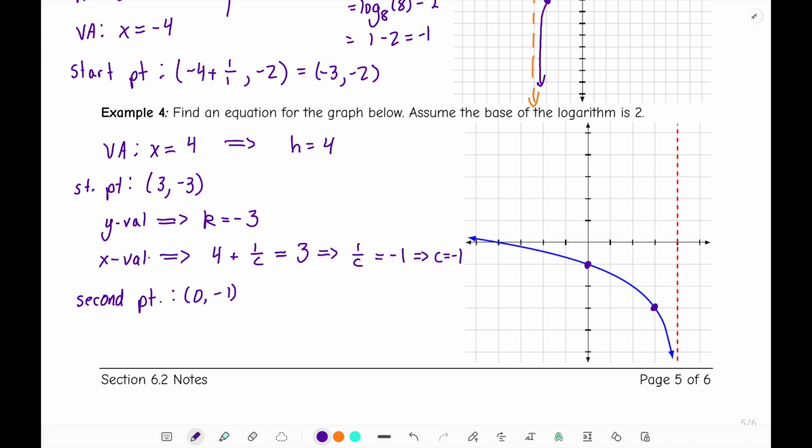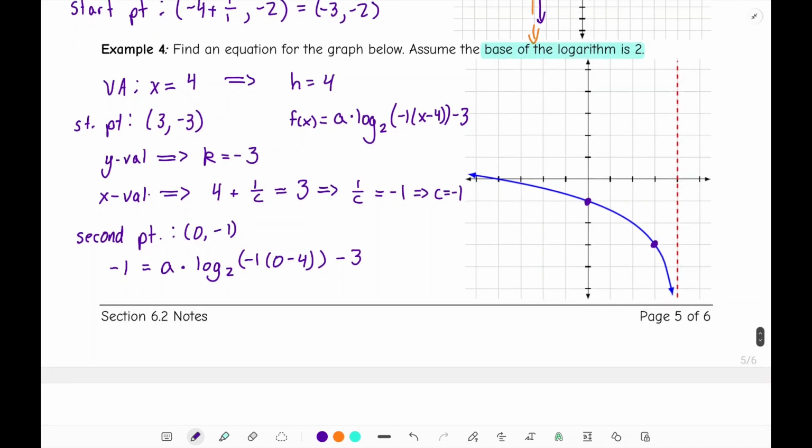And plug it into the standard form of the log equation, which I haven't written yet. We would say f of x equals a, because we don't know what a is yet, times log. Well, we are told to do log base 2 from the directions of the problem, so log base 2, of c, parentheses, x minus h, parentheses, plus k, but since k is negative, that'll be -3. So this means plug 0 in for x and -1 in for y. So we get -1 equals a times log base 2 of -1 times (0 minus 4), -3.